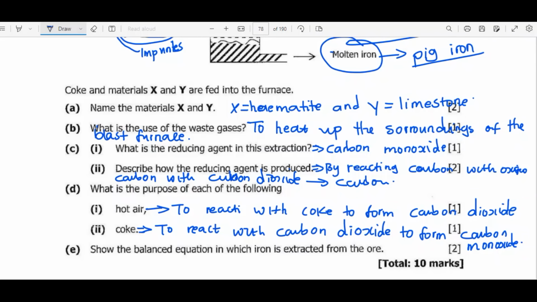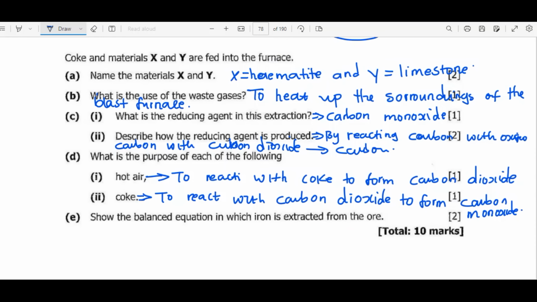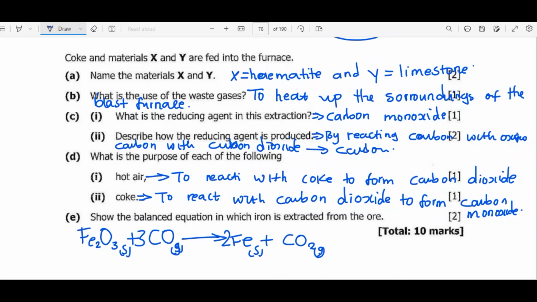So show the balanced equation in which iron is extracted from the ore. Remember, we looked at 5 equations. I say the third equation is the equation that summarizes the extraction of iron. So that is the equation that you are supposed to give. The equation is iron(III) oxide solid reacting with carbon monoxide, a gas, giving iron solid plus carbon dioxide. Then to balance, we put a 2 here, 3 here, 3 here.